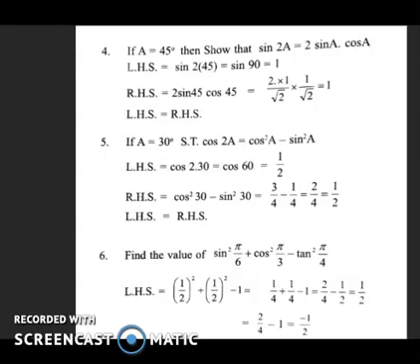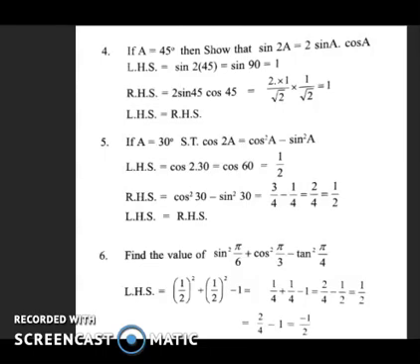Simplify this. Before that, you substitute the correct value from the table and make them equal to each other. Okay, in "show that" type of question, you need to prove the LHS part and RHS part are equal to each other. Fine. Now, next question.